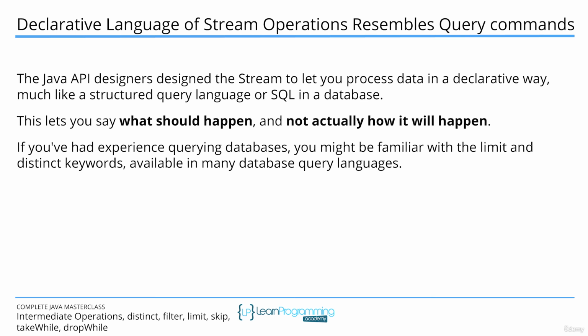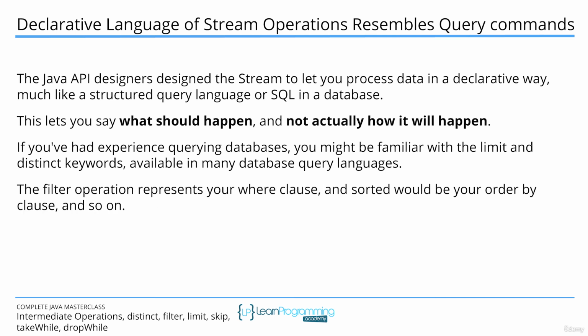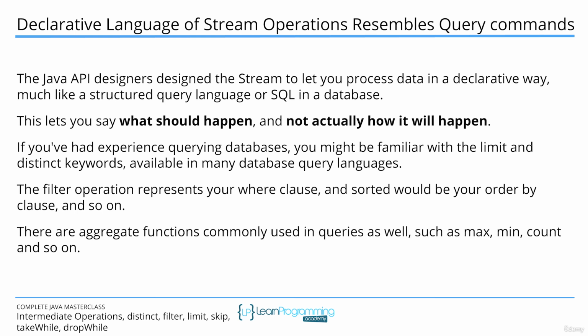If you've had experience querying databases, you might be familiar with the limit and distinct keywords available in many database query languages. The filter operation represents your where clause and sorted would be your order by clause and so on. When we get to terminal operations, you'll see there are aggregate functions commonly used in queries as well, such as max, min, count and so on. This feels like a good place to pause a moment, so I'll end this video here.